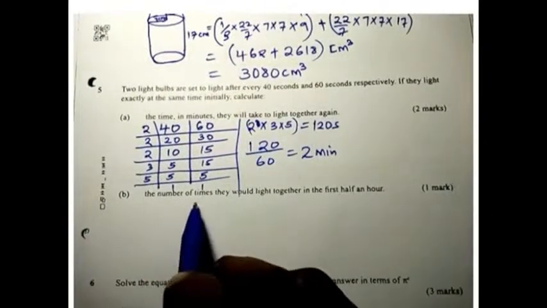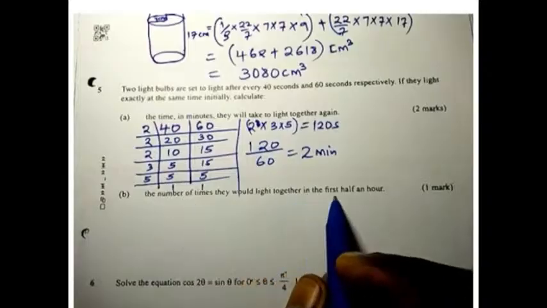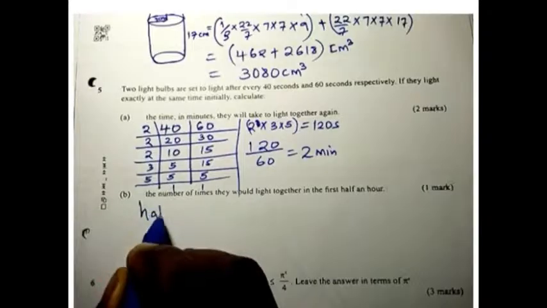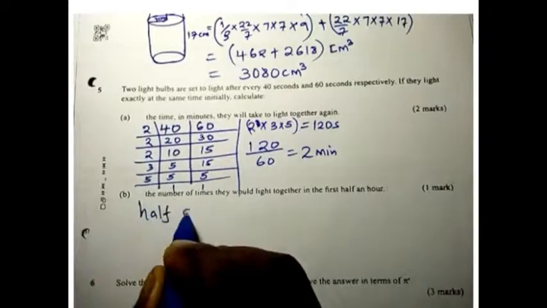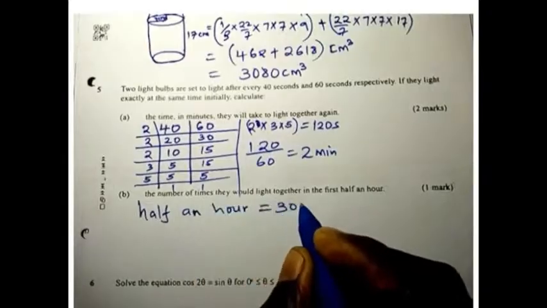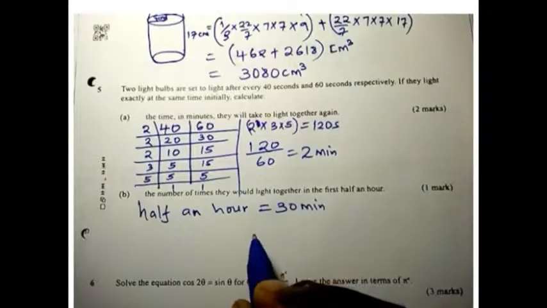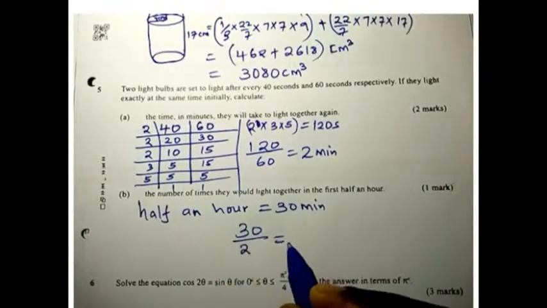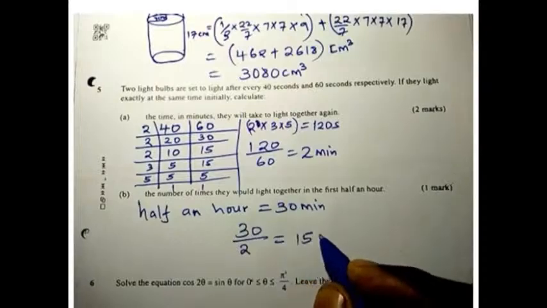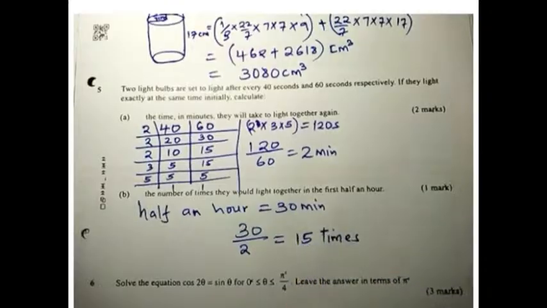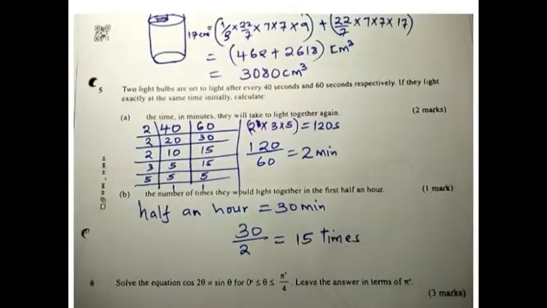The number of times they would light together in the first half an hour. Half an hour is exactly equal to 30 minutes. So it is 30 divided by 2 minutes, and the number of times is 15 times. In 30 minutes, they will light together 15 times. Very good.